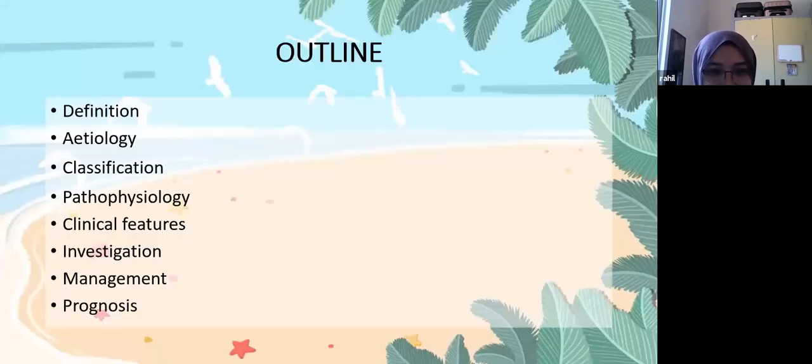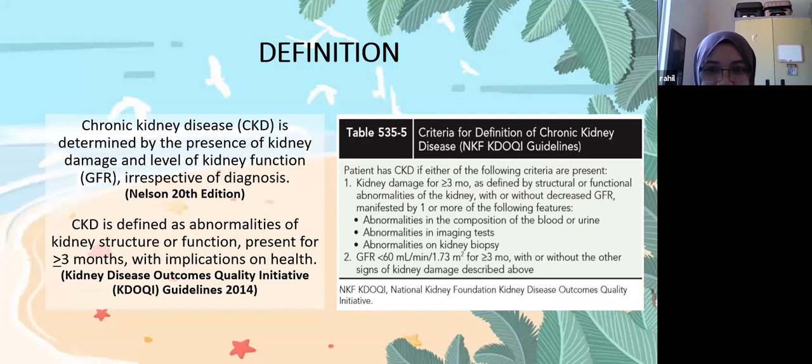Okay. So the definition of chronic kidney disease, according to Nelson, is determined by the presence of kidney damage and level of kidney function, which is glomerular filtration rate, irrespective of the diagnosis. However, according to the KDOQI guidelines, CKD is defined as abnormalities of kidney structure or function, present for 3 or more months with implications for health.